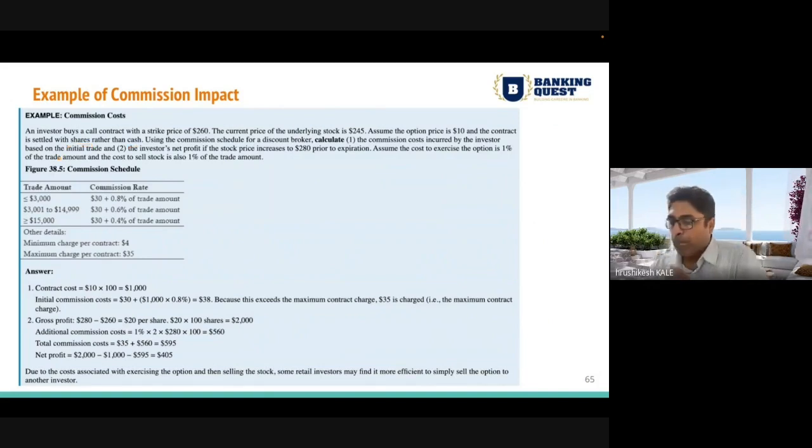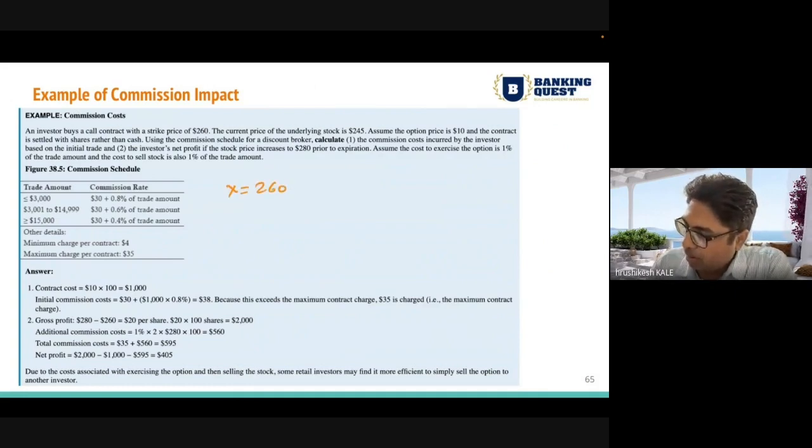Okay. What does the example say? The strike price is 260. The current price of the stock is 245. We are not using it, because in our formula the current price does not come into the picture. Assuming the option price is 10, this is the call option. Option price is 10, so small c is 10. And the contract is settled with shares rather than cash.